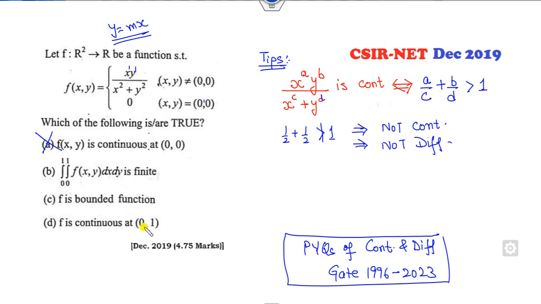The function is continuous at 0, 1. So where does 0, 1 lie? 0, 1 is here. So the function is not continuous at 0, 0 only. So it means this option is the correct option.